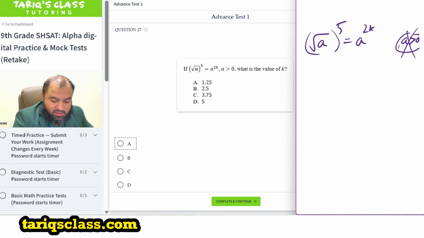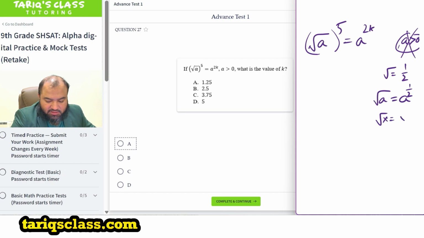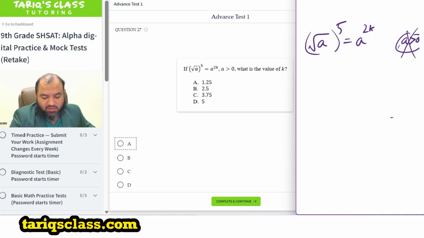So how it works is the square root actually means power half. What do you mean by that? So let's say square root of a means a power half. Square root of x means x power half. Okay, so those are the rules for the square root.